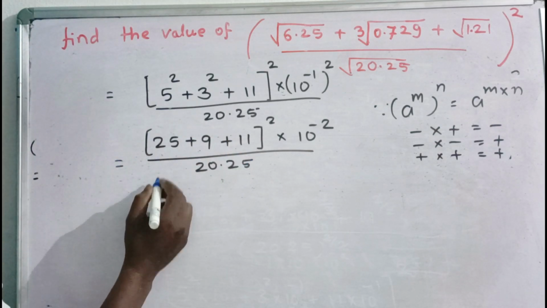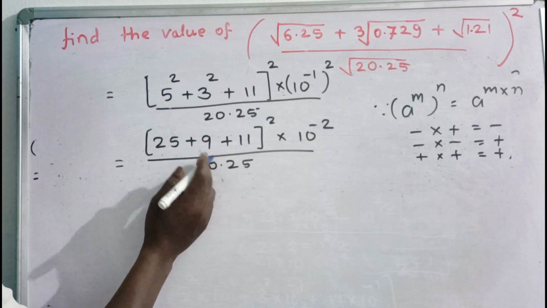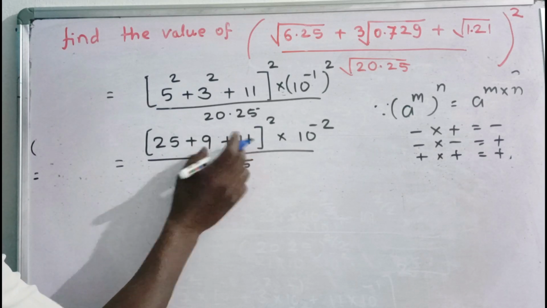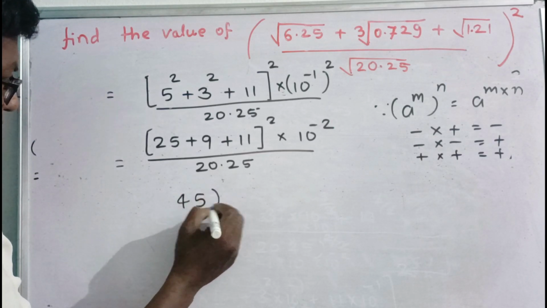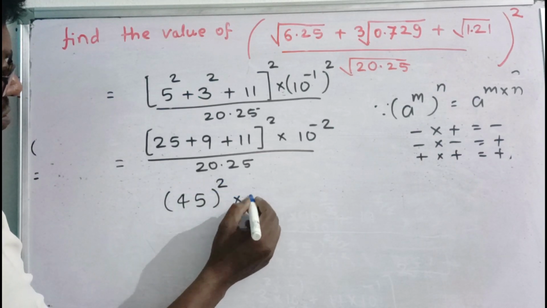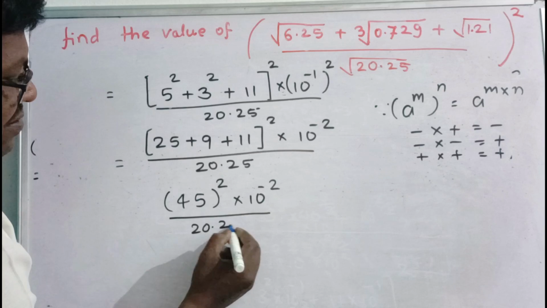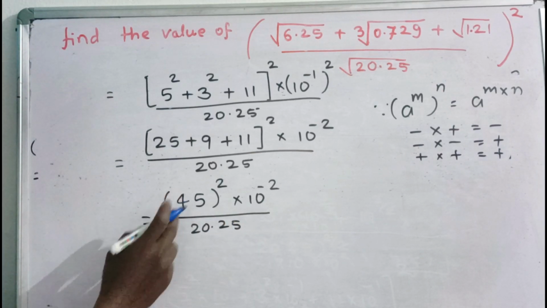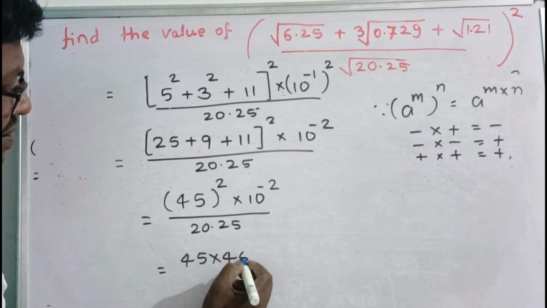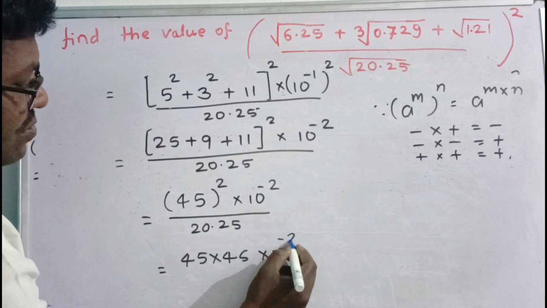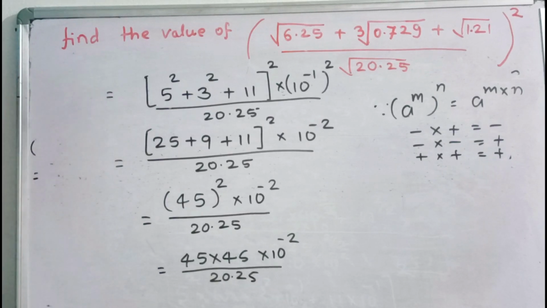नाउ व्हाट इट इज 25 plus 20, that is 45. Understand? This is 20, this is 25, it becomes 45 raised to the power 2 into 10 raised to the power -2 divided by 20.25. Now 45 into 45 into 10 to the power -2 divided by 20.25.